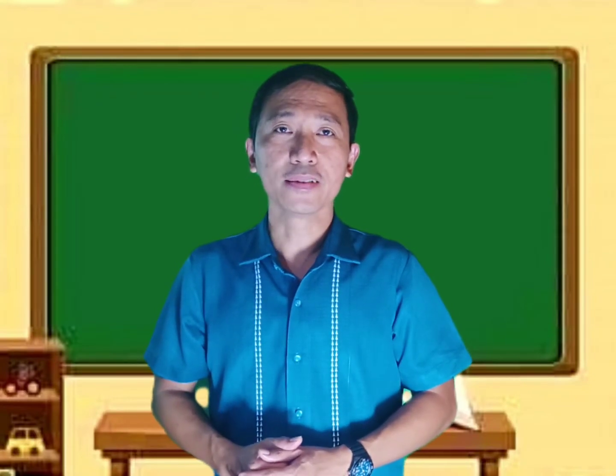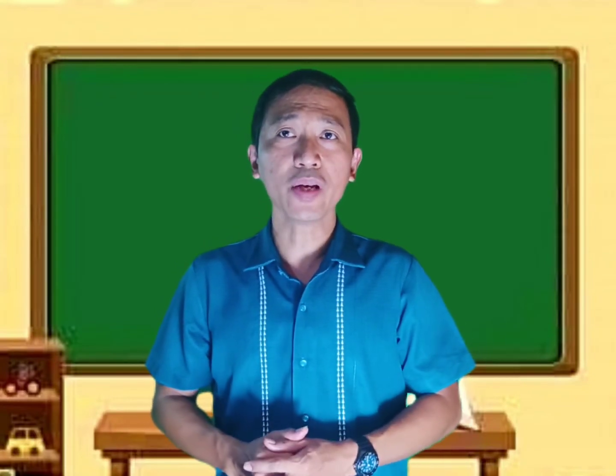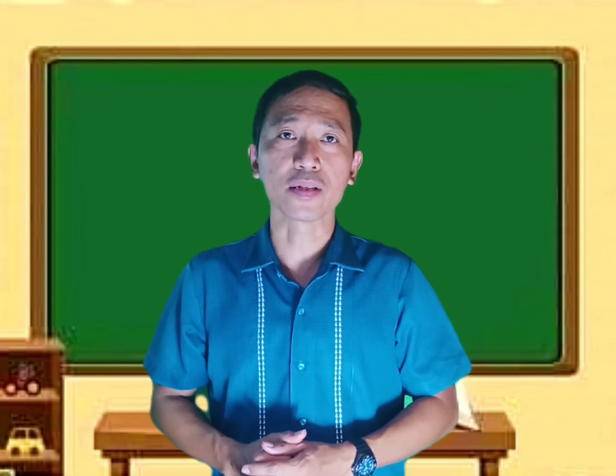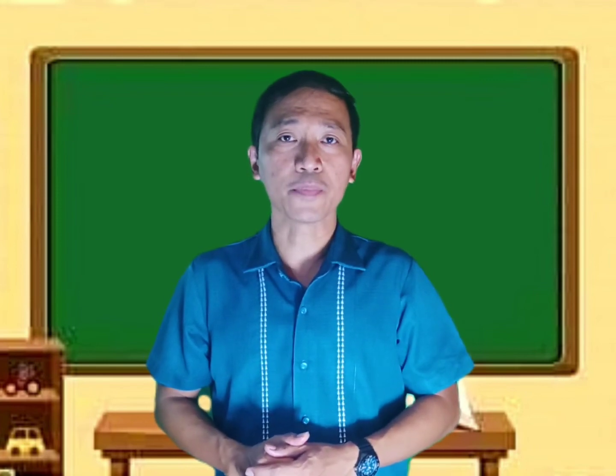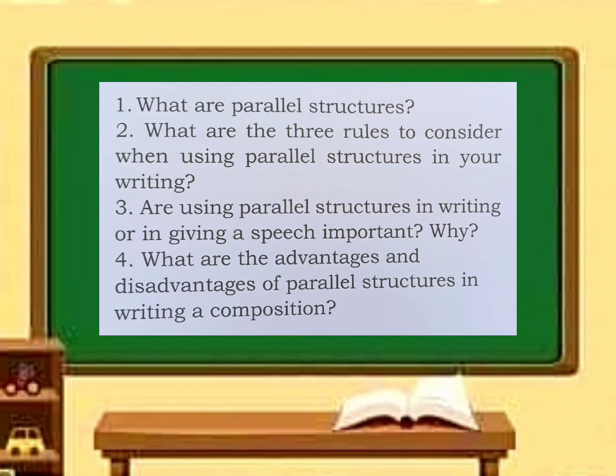What have you learned? Now, check what you have learned. Answer the following questions. Write your answers on a separate sheet of paper. Number 1. What are parallel structures? Number 2. What are the 3 rules to consider when using parallel structures in your writing? Number 3. Are using parallel structures in writing or in giving a speech important? Why? Number 4. What are the advantages and disadvantages of parallel structures in writing a composition?